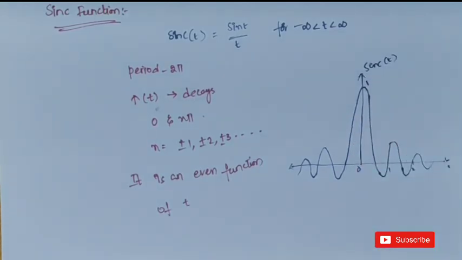Once again I will repeat. Sinc of t is equal to sin t by t for minus infinity less than t less than infinity. It oscillates with a period 2 pi. With an increase in value of t, the function decays. Its value is 0 at n pi, where n values are plus or minus 1, plus or minus 2 and so on. It is also an even function of t.